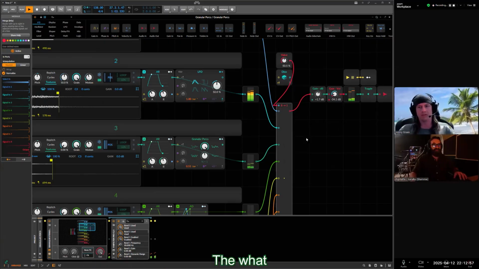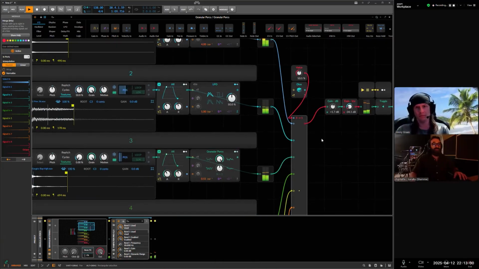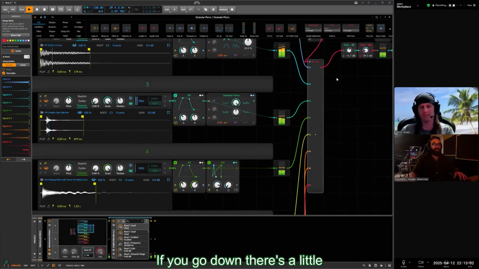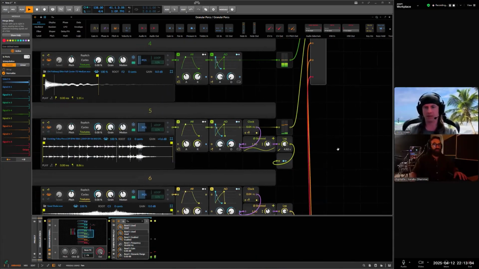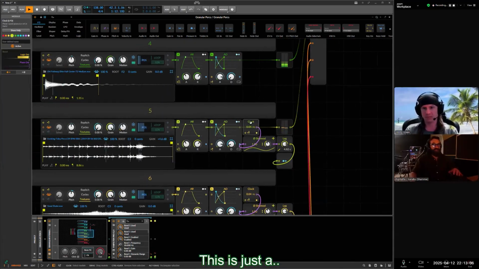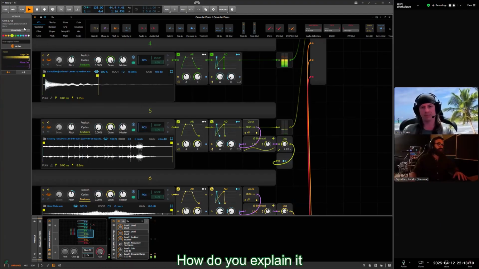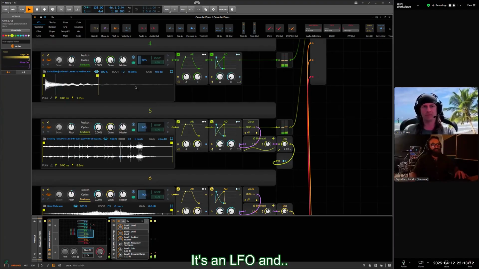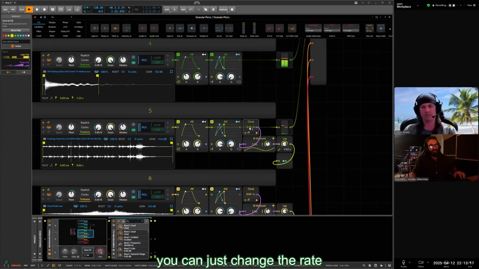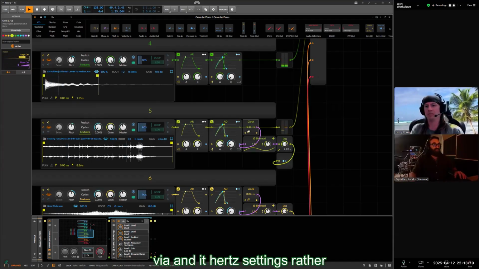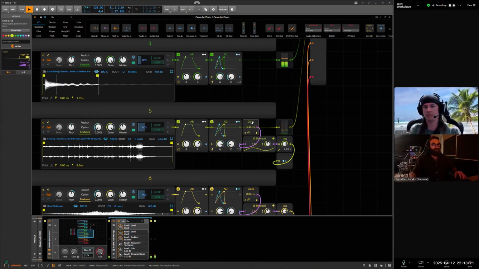What does the clock do? The what? Sorry. If you go down, there's a little device called clock. This is just a... Well, how do you explain it? It's an LFO, and you can just change the rate via hertz settings rather than. Yeah, it's just hertz. Okay.